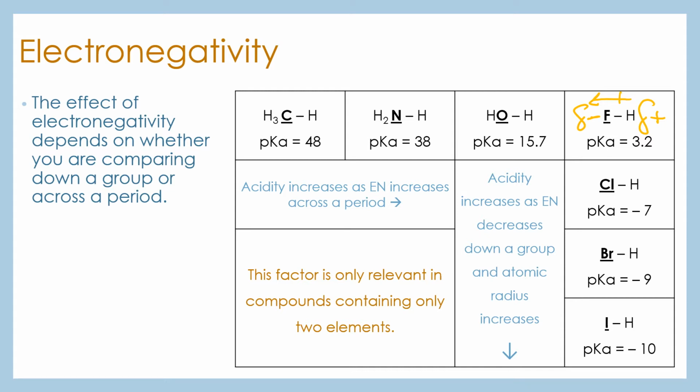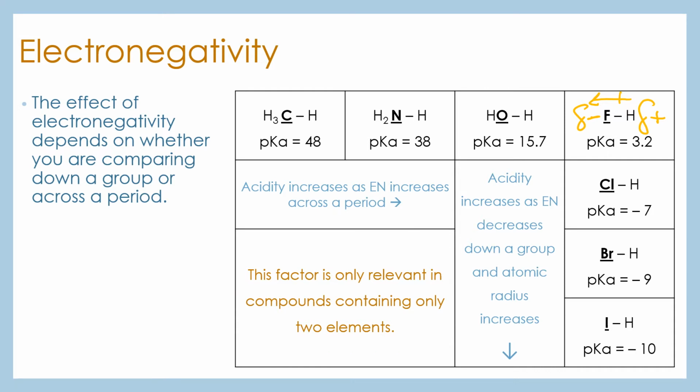Another thing to pay attention to is that all of these compounds that we're looking at only have two elements. So we are looking at hydrogen directly attached to carbon, and there's nothing else on this molecule. Hydrogen directly attached to nitrogen, and nothing else on the molecule. So this only applies to compounds that contain only two elements.